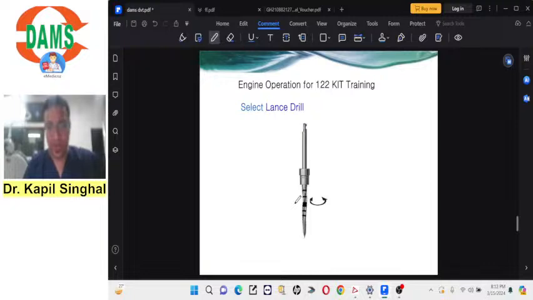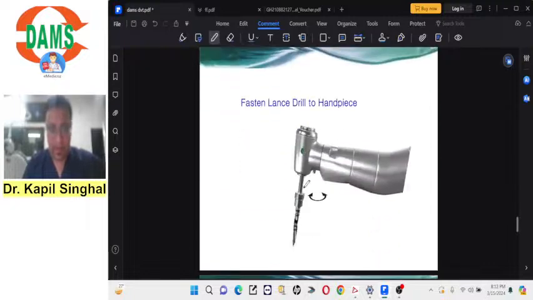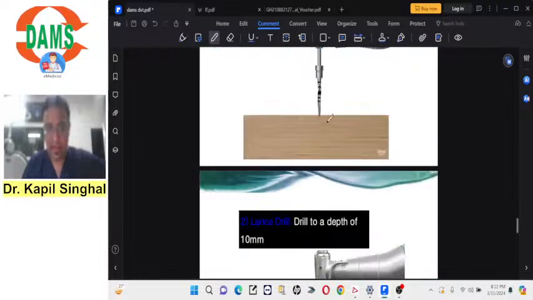So this is the first drill, that is a lens drill. This is a handpiece. This is known as a physio dispenser. So they may ask you what is the name of an implant motor, that is known as a physio dispenser. The drill is placed and it is drilled.